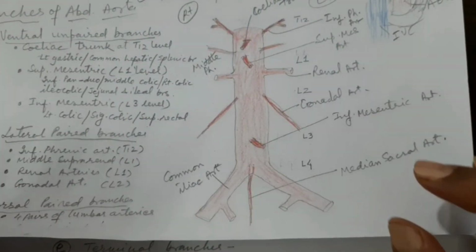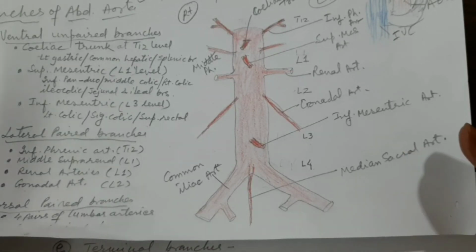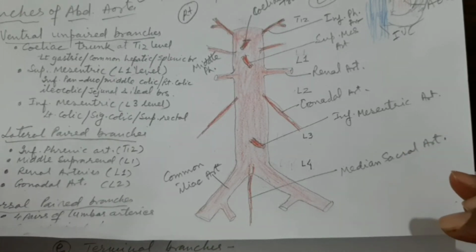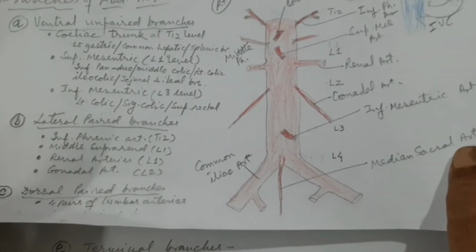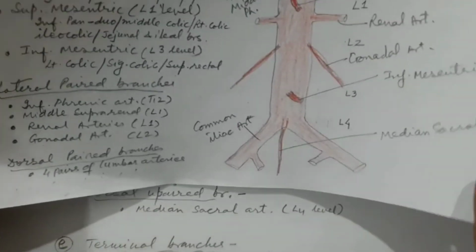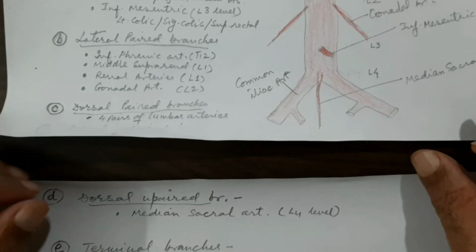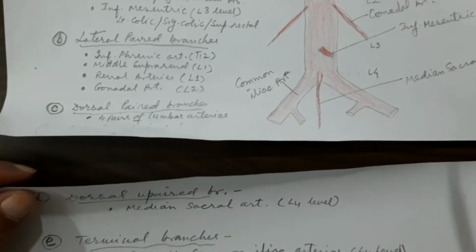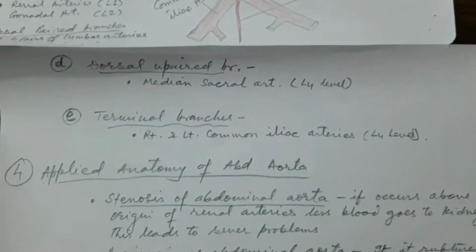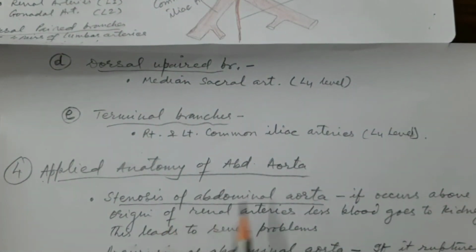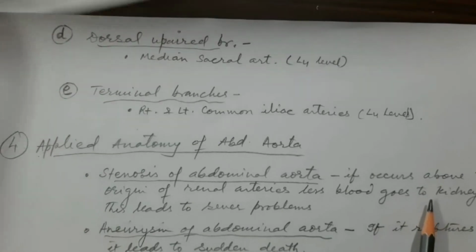So remember from where they are taking origin, whether on the ventral surface, dorsal surface or lateral side, whether they are paired or single branches, what is their level of origin, and, as the name will suggest, where they are going and supplying. Now finally we come to the applied anatomy of the abdominal aorta.